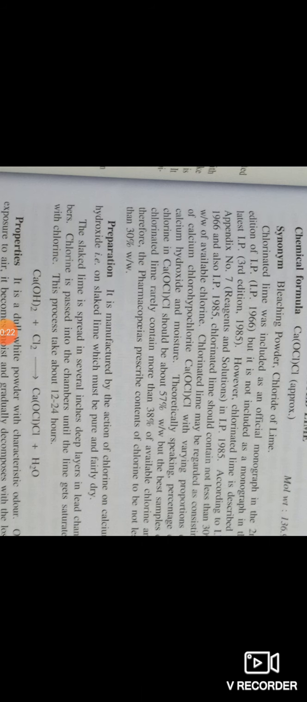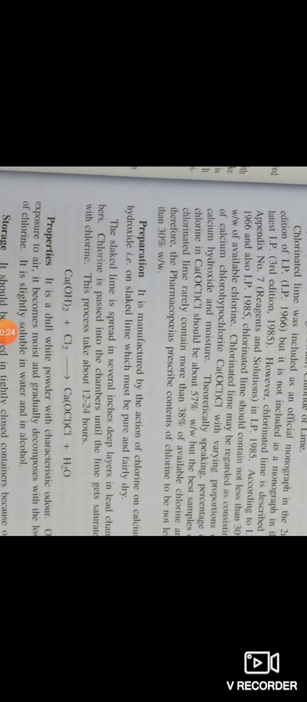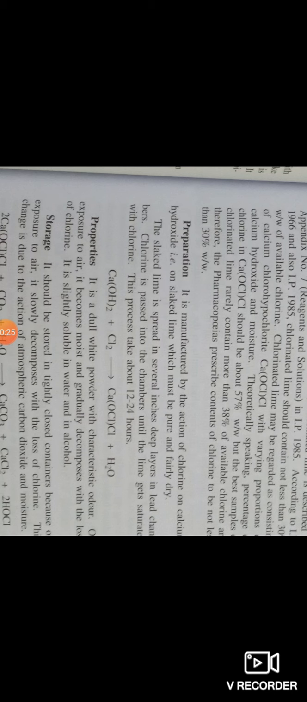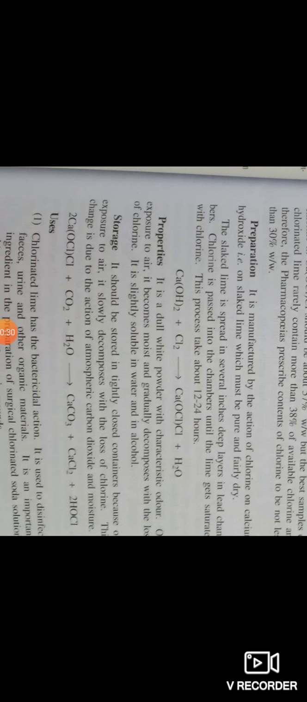dry, so that it can be treated with chlorine. Water is separated. It's a dull white powder with a characteristic odor. On exposure to air, it becomes moist or decomposes with the loss of chlorine. It shows bactericidal action and is also used as a disinfectant.